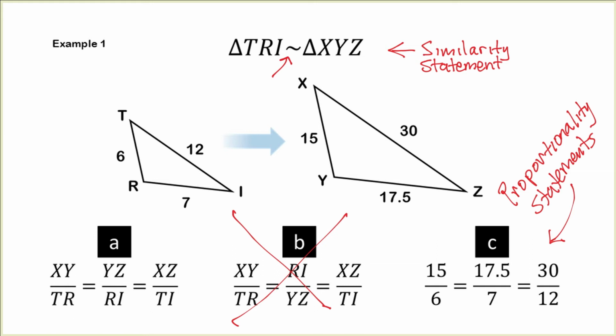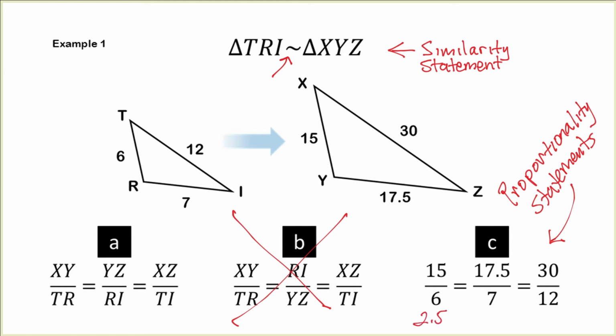Now to find the scale factor, we can use any of those three fractions because they are all equivalent fractions. They're equivalent fractions because these are similar triangles. So if I write the scale factor as a decimal, 15 divided by 6 is 2.5.